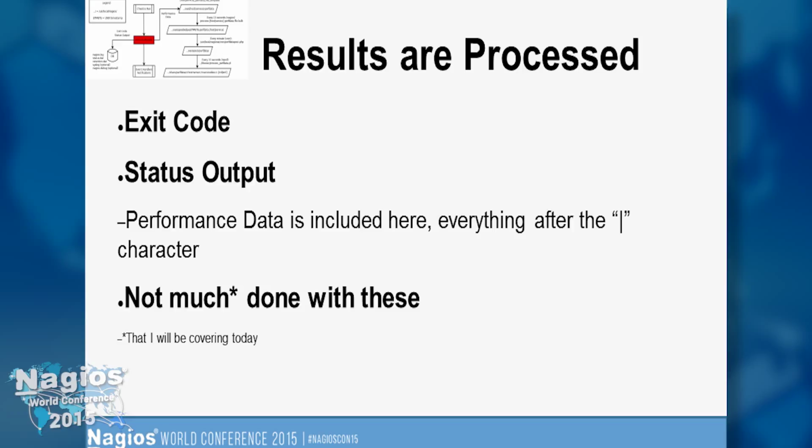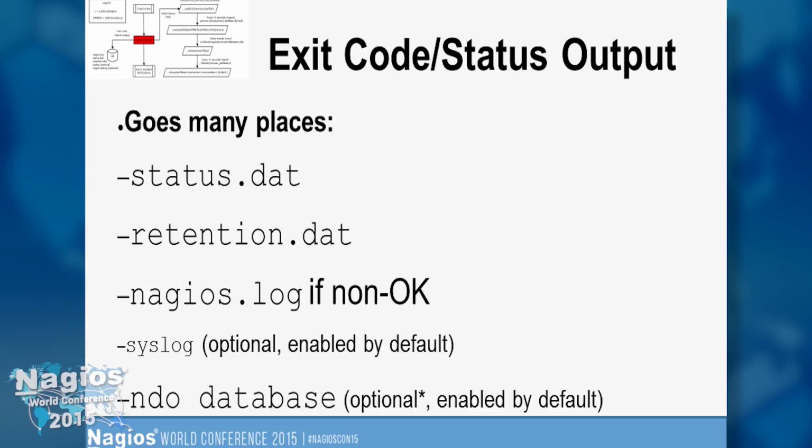And not a whole lot in terms of processing is done with the exit code and the status output. They're kind of just stashed and then retrieved later. So, if we do a talk on Nagios Core under the hood, we might talk a little bit more about that. But from an XI standpoint, mostly it's performance data. So we'll just touch on this really quick.